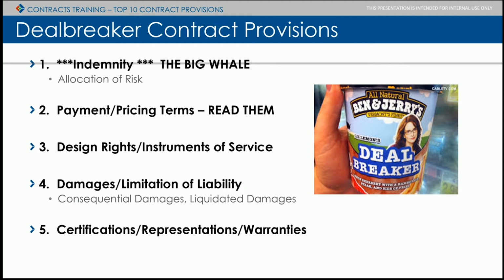Design rights, instruments of service. This was more of a hot button issue than it has been lately, although it's still always relevant. And we'll dig into that more, but it comes down to who's getting our designs and work at the end of the project, and more importantly, what can they do with them? And does that entail problems for us? Then damages and limitation of liability. We'll talk about the different types of damages, some of which have a pucker factor to them and others that are pretty standard, or what are called direct damages.